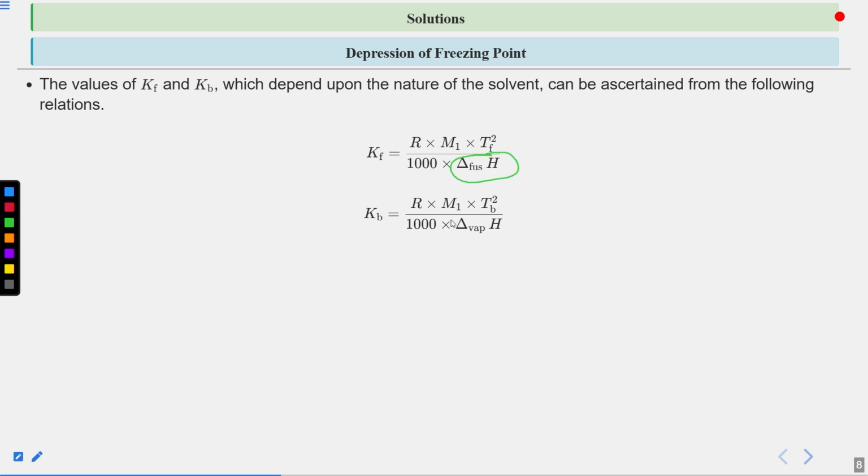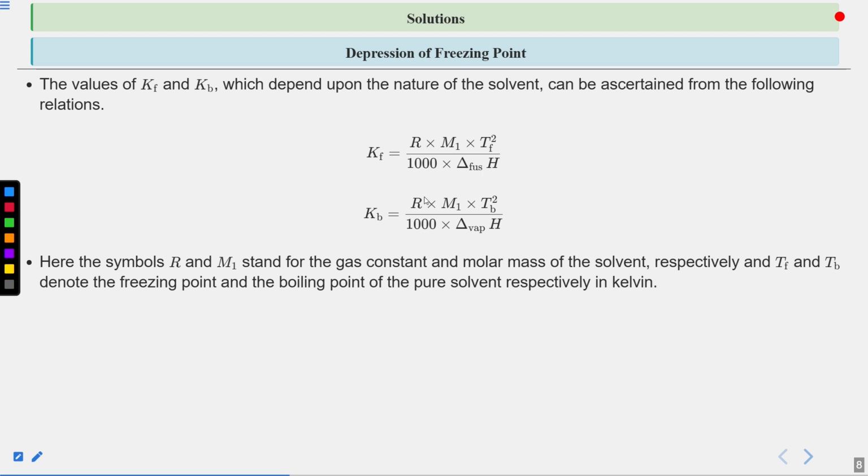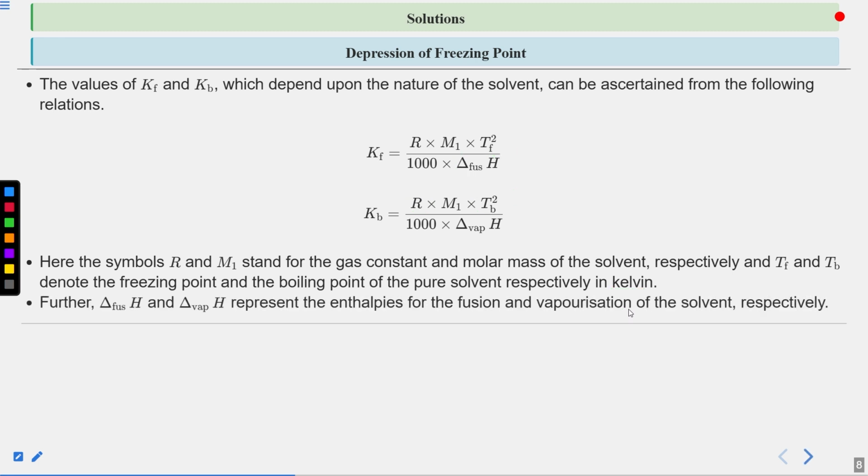Similarly, for the case of Kb, R is the universal gas constant, Tb is the boiling point of the solvent. So in case of freezing, we have taken the freezing point. Here we are taking the boiling point. Initially, we were taking the enthalpy of fusion. Now we are taking the enthalpy of vaporization. And all of these things should be in Kelvin. Your temperature should be in Kelvin. As I have told you, these are enthalpy of vaporization and enthalpy of fusion.